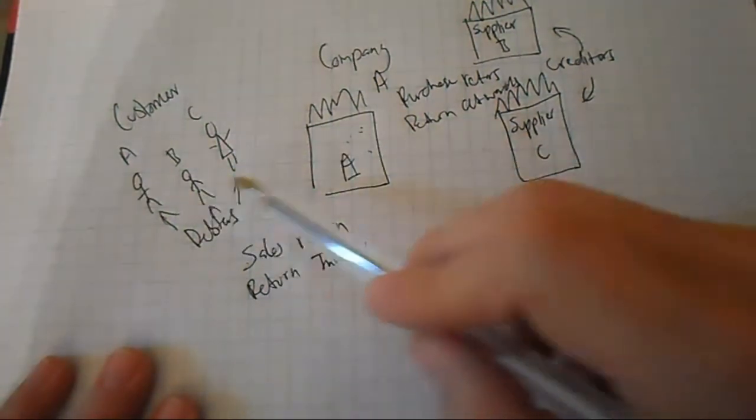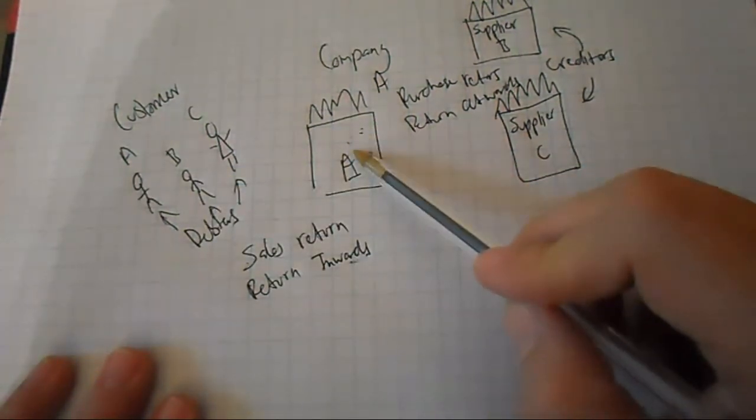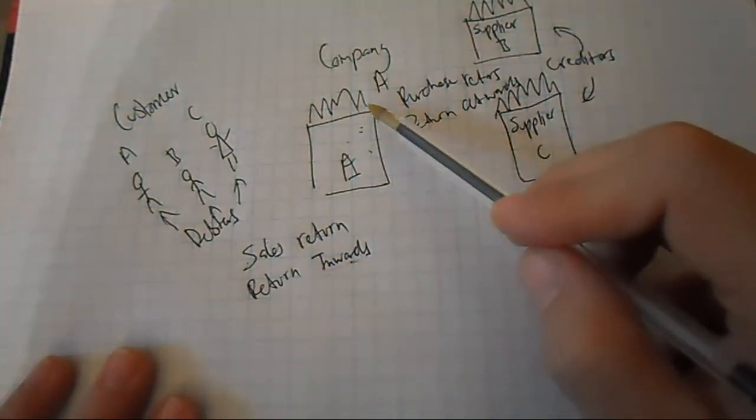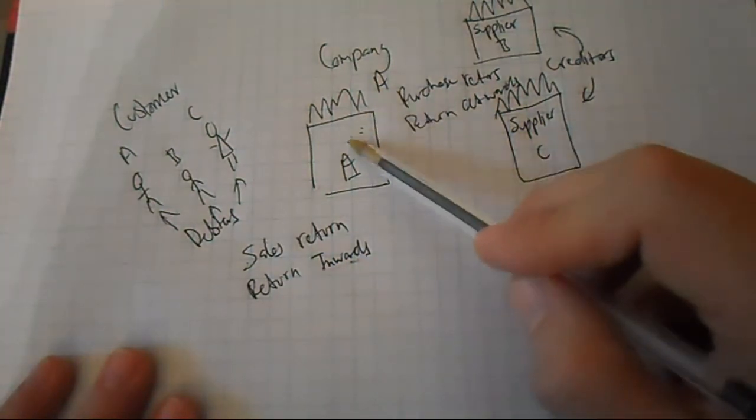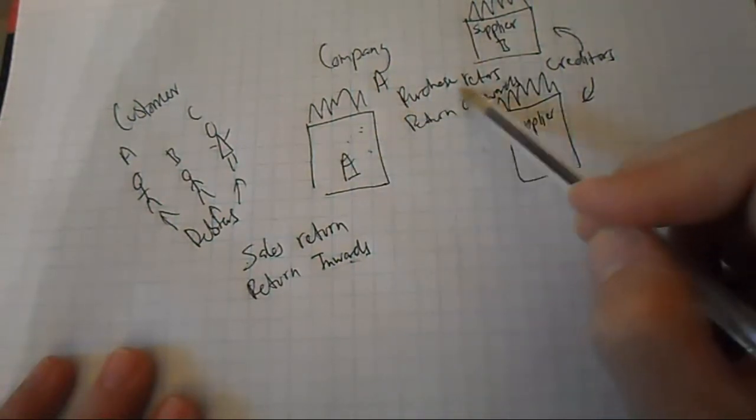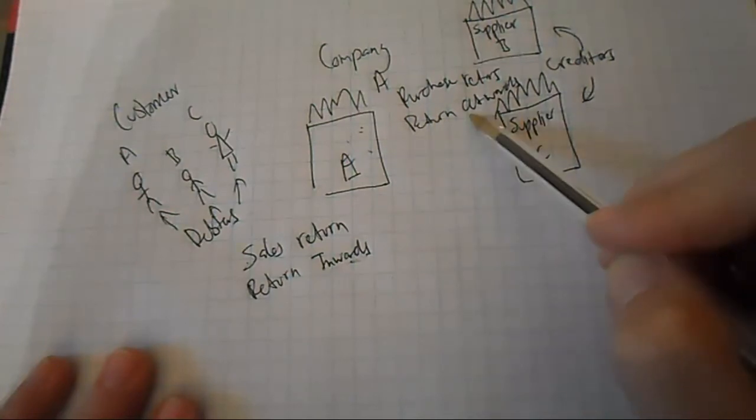So when a customer returns goods to the company, it's called sales returns or return inwards. And when a company returns goods back to its supplier, it's called purchases returns or return outwards.